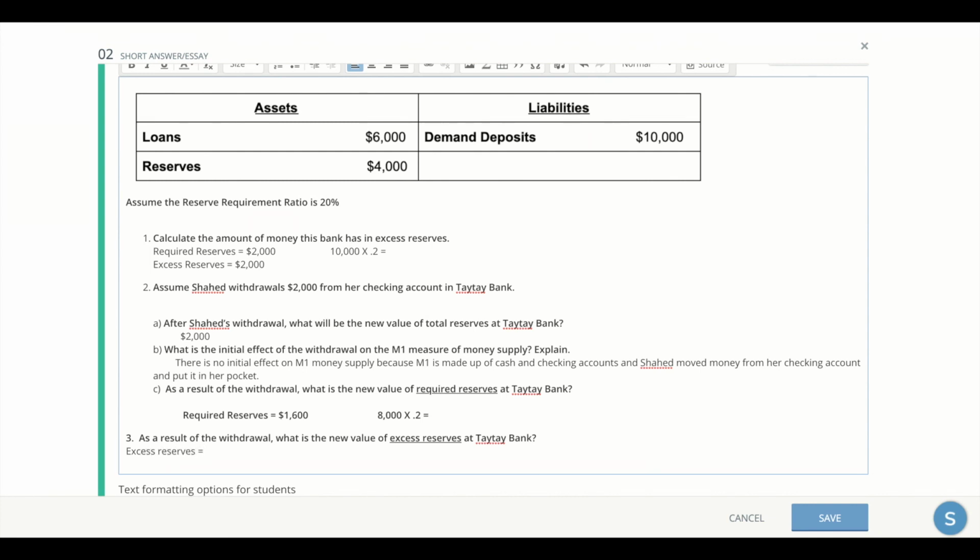Excess reserves equals $400. So again, there's $2,000 sitting in the reserves now. Her bank is required to hold on to $1,600. They're currently holding on to $2,000. They have $400 excess. With that money, they could loan it out.